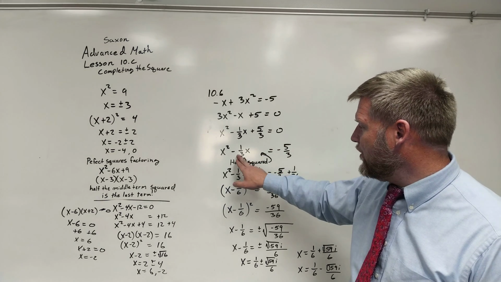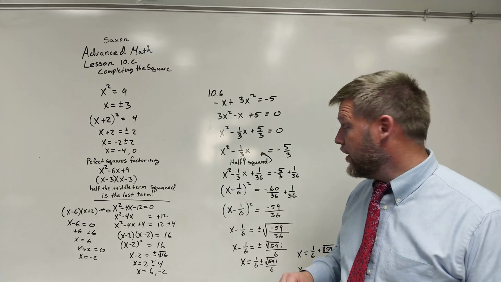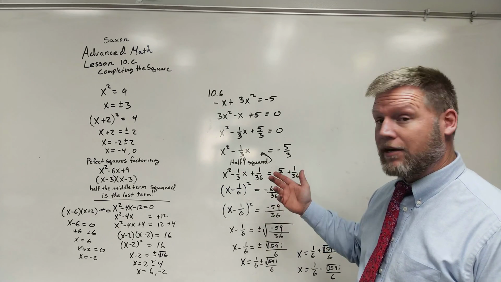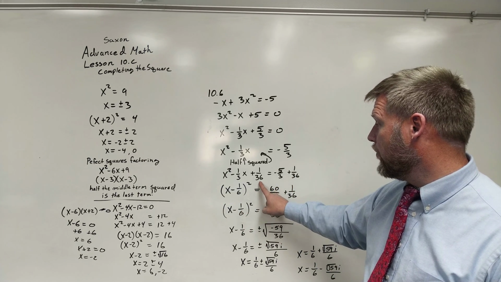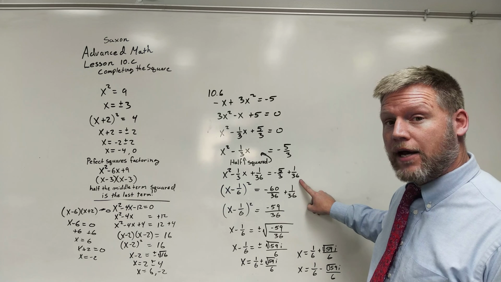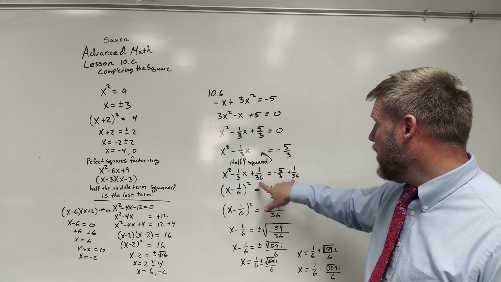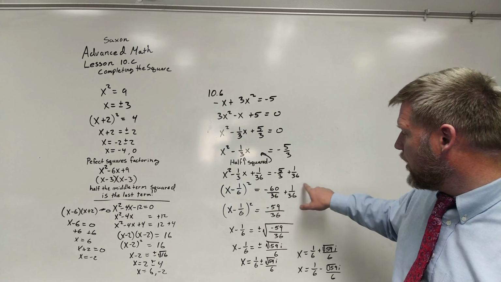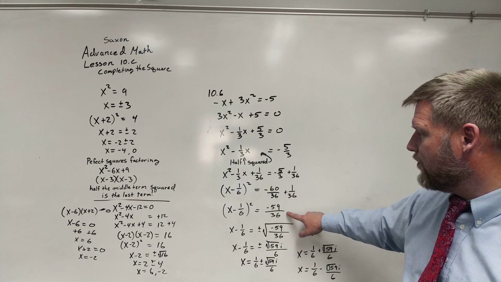Now, I need to half this term and square it. Well, half of negative 1/3 is negative 1/6. Negative 1/6 squared is 1/36. So I put that here. I add the 1/36 to this side. I have to do this step to make this equation true. Now that I know that's true, I start looking for common denominators, which I did by 36. Add that and get a negative 59.